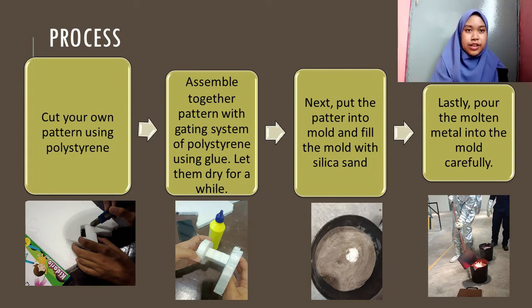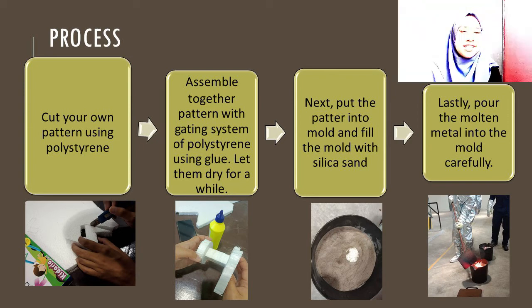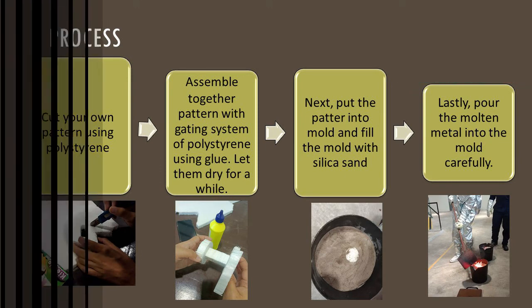After the pattern is dry, we put the pattern on the mold and fill it with silica sand using a shovel. After that, we make sure the gating system doesn't have any dust on it by using the bellows. It is because the molten metal will flow through the polystyrene. Last but not least, we pour the molten metal into the mold and keep it drying for 2 hours.